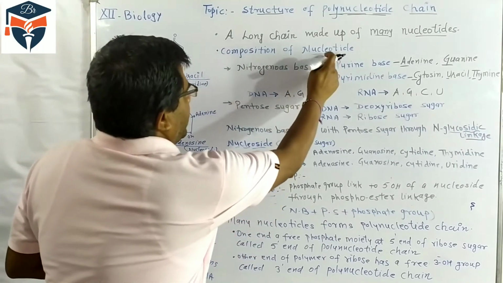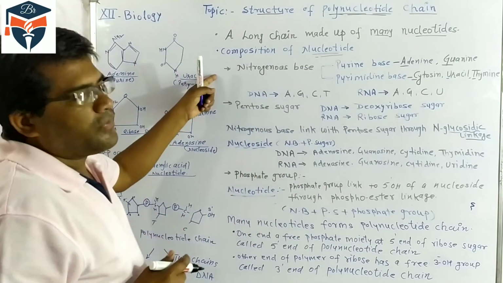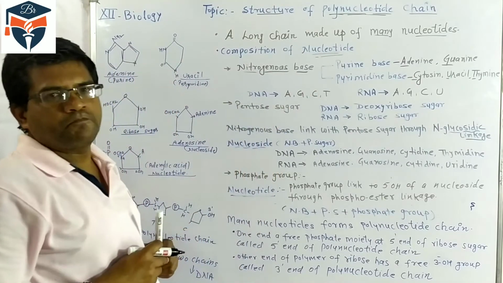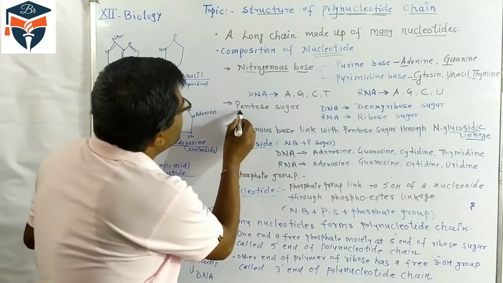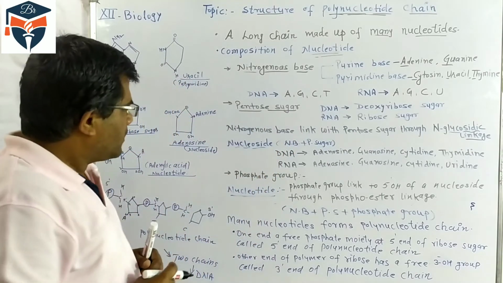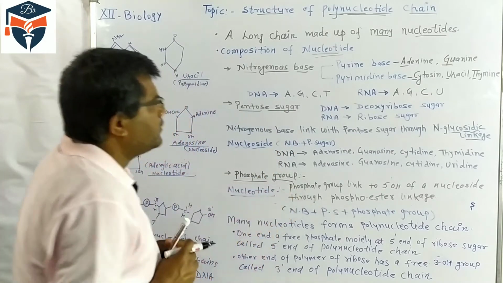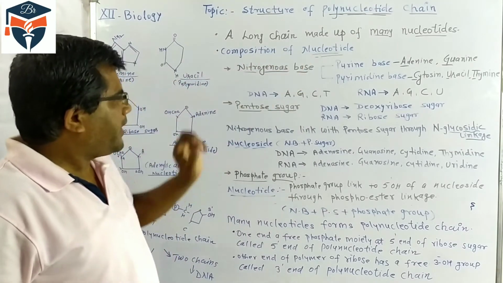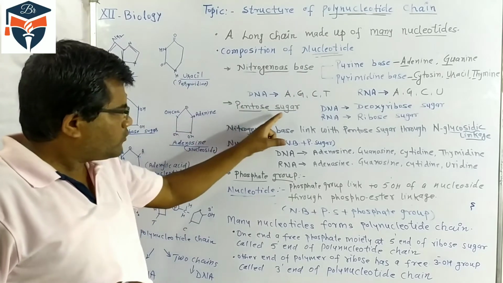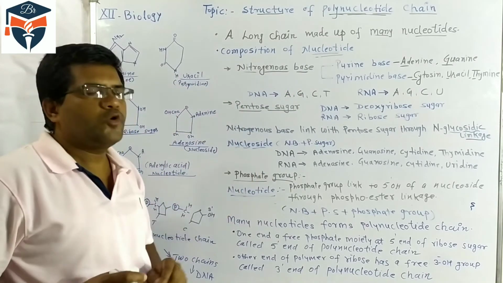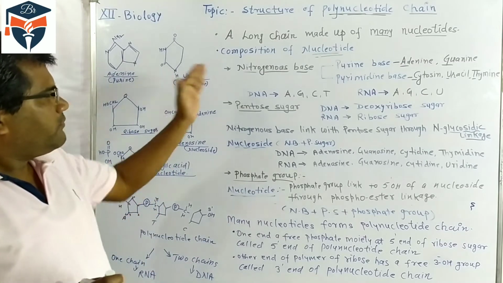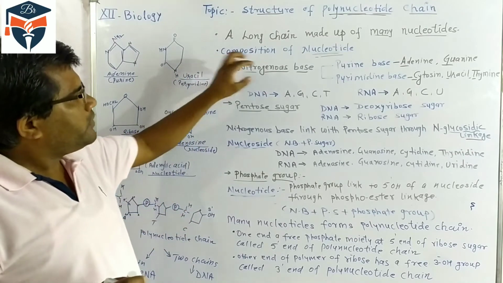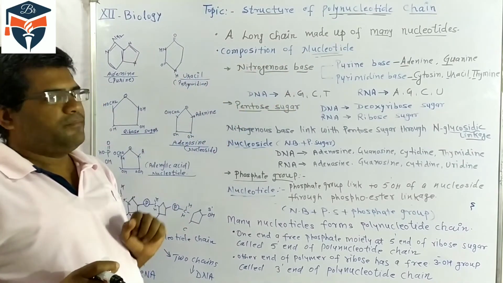Students, each nucleotide has three important components. First is nitrogenous base, second, pentose sugar, and third, phosphate group. So these are the three components of the nucleotide. One by one we are discussing them. Number one, the first component of the nucleotide is nitrogenous bases.